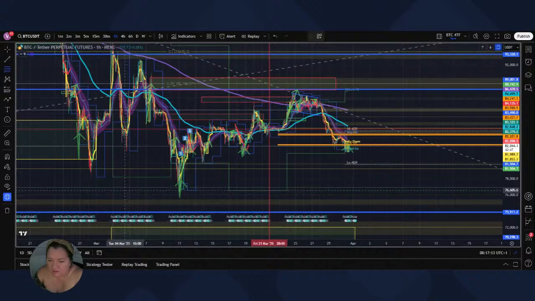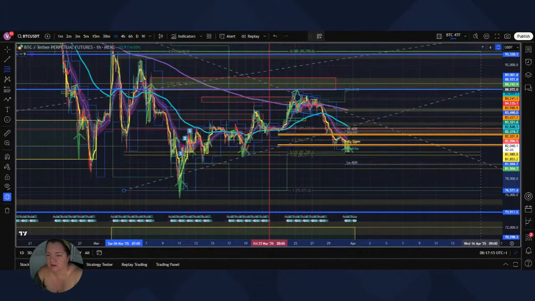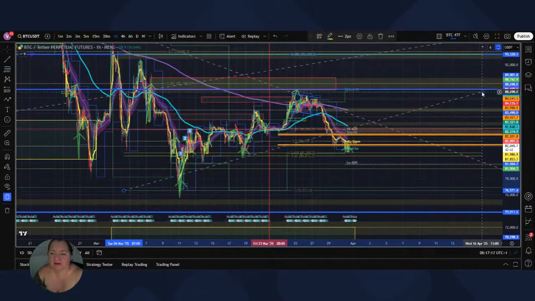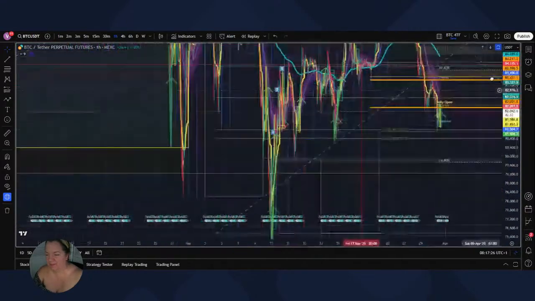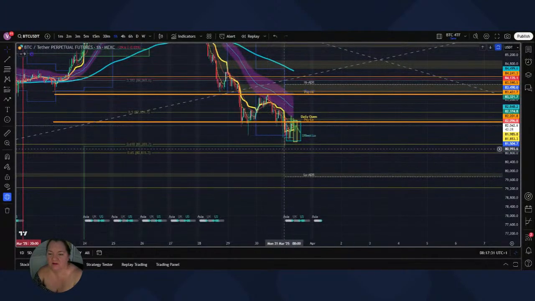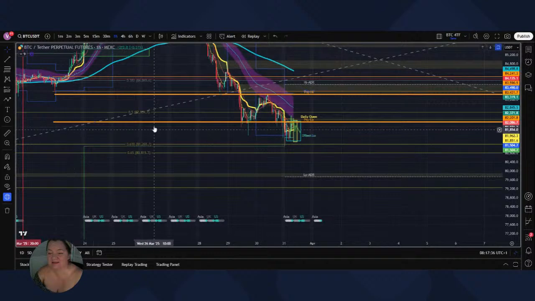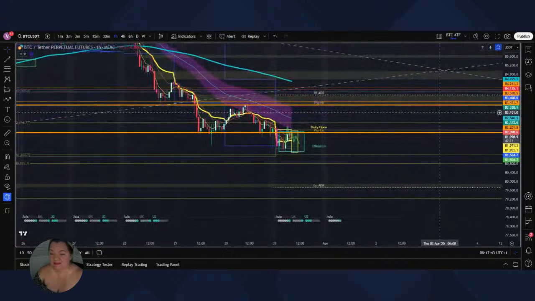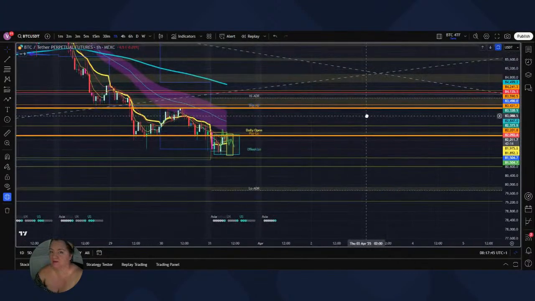So let's have a look where the fibs are. I know this is an absolute mess for you guys, but okay, interesting. Have a look at this. We have bounced pretty much exactly off the Fibonacci retracement. So is this the area that we're going to bounce from?